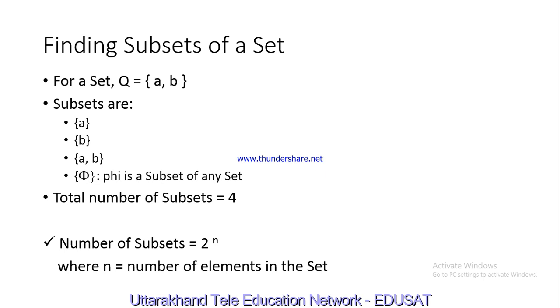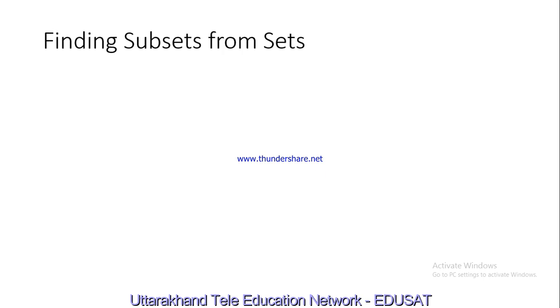And now if we need to find out the number of subsets, we only have to do what? 2 raised to power n. Here n is equal to 2 because set Q has only two elements. So basically the total number of subsets would be 2 raised to the power n, or 2 raised to the power 2 is equal to 4. And this is what we have found out, that there are four subsets: {A}, {B}, {A, B} and phi. So this is the formula that you can remember. Whenever you have to find out the subsets of a set, first of all find out how many subsets are possible, and then start writing down the subsets one by one.